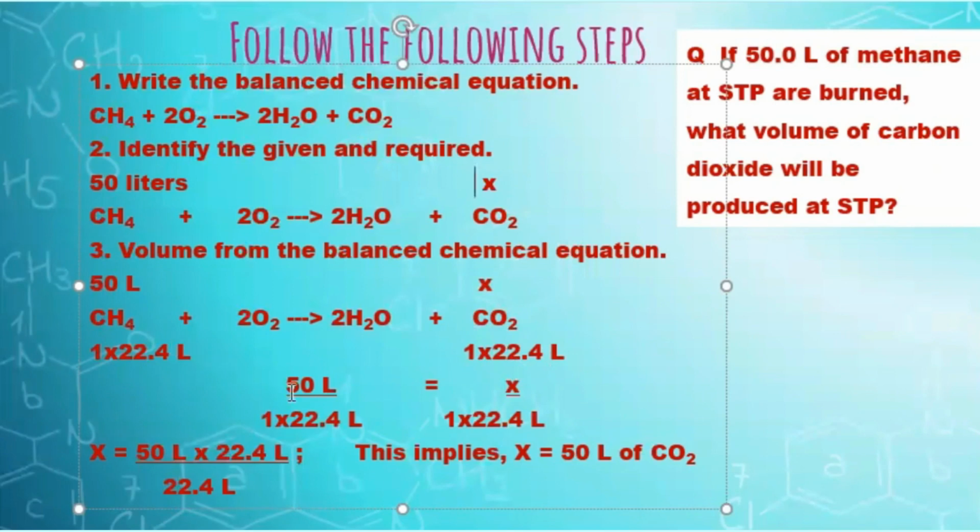Then the volume ratio gives 50 liters divided by 1 times 22.4 liters, which equals x divided by 1 times 22.4 liters. And then crisscross: 50 liters multiplied by 1 times 22.4 liters, divided by 1 times 22.4 liters. This implies x equals 50 liters of carbon dioxide will be produced.